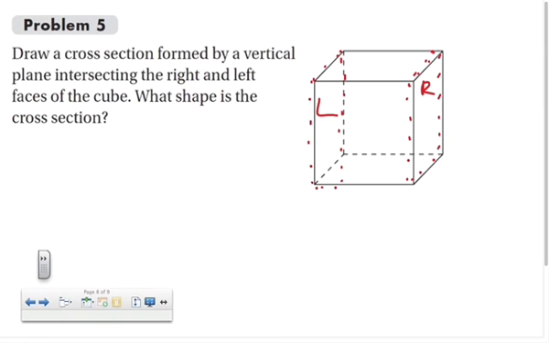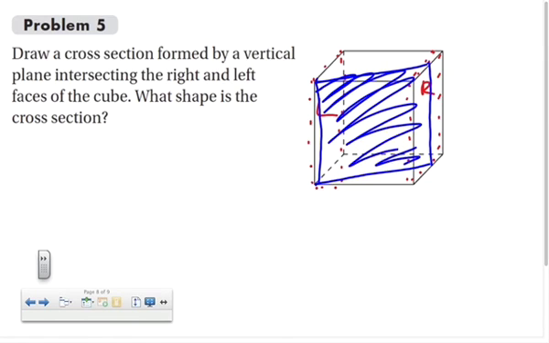A rectangle. It could be a square, but it would be a square only if I was slicing it perfectly halfway. Whereas if my plane is slicing here and here, you see that it would not be a perfect square. The cross section would be a rectangle.